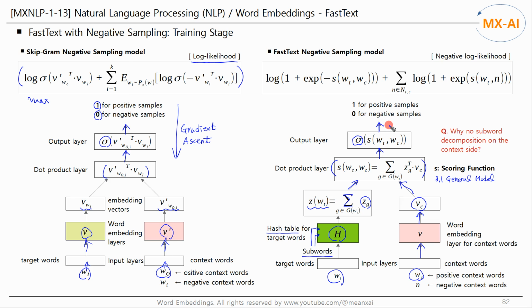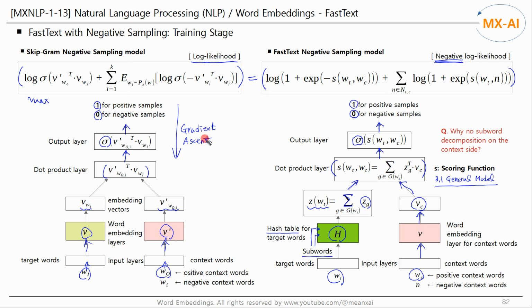Just as in Word2Vec, the model is trained so that positive pairs produce outputs close to 1, while negative pairs produce outputs close to 0. The objective function of this network is the negative log likelihood function shown here. This formula also appears in section 3.1 of the paper. This loss function is simply the skipgram log likelihood function shown on the left, except that the sign is reversed. Although the notation looks slightly different, the two formulations are fundamentally equivalent.